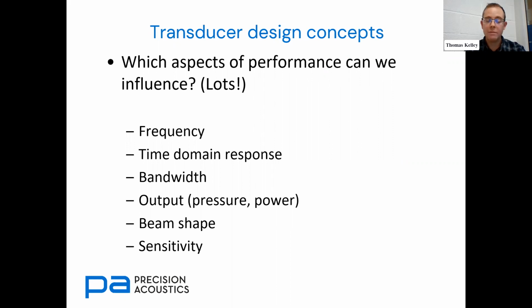So what can we influence with the design? And why bother thinking about the design at all, really? So in summary, we can influence an awful lot with the design. So we can change the frequency, which is the time domain response, bandwidth, the output pressures, power, beam shapes, sensitivity, all of those things. And there are many ways of influencing each of them, and more than just one way of influencing each.